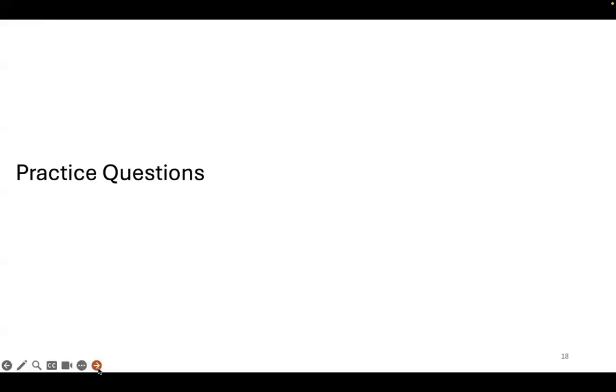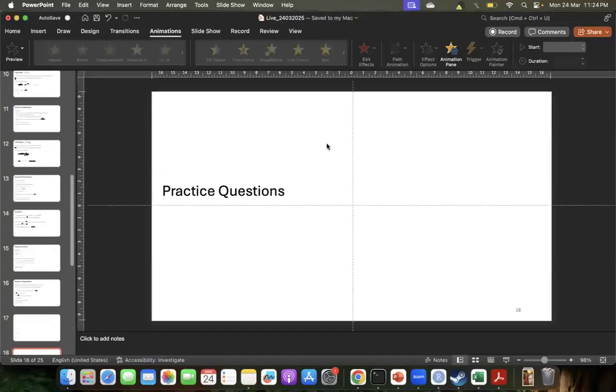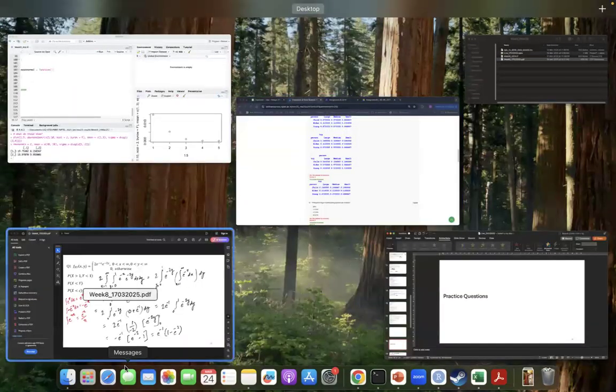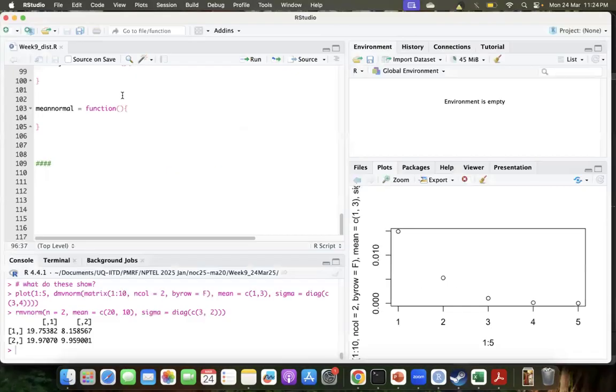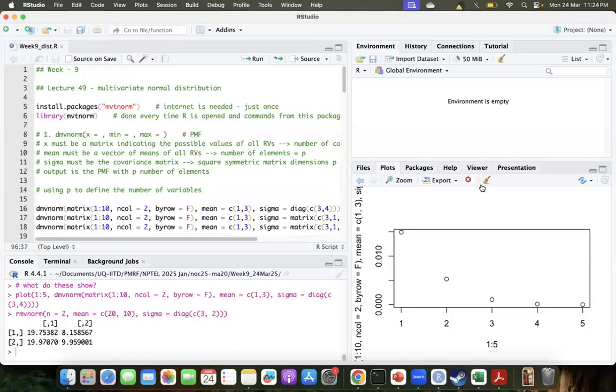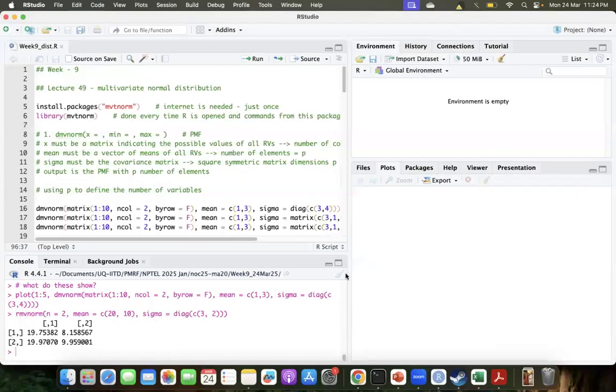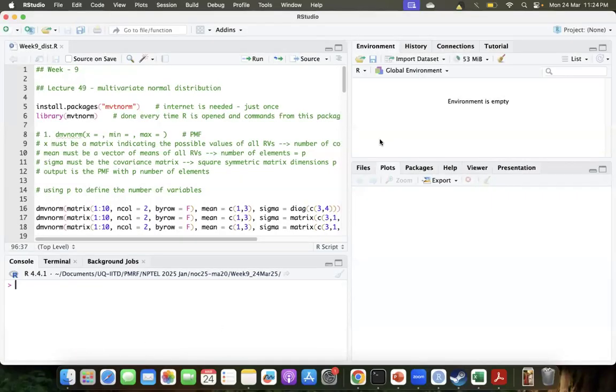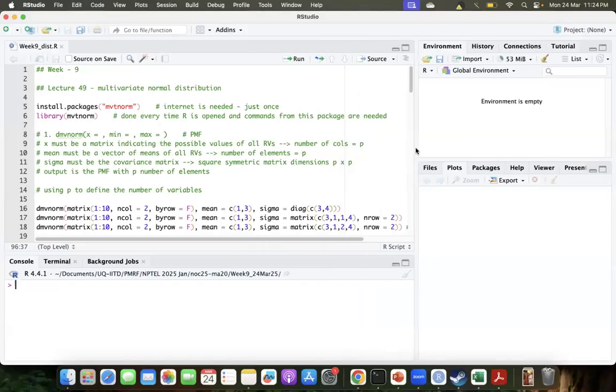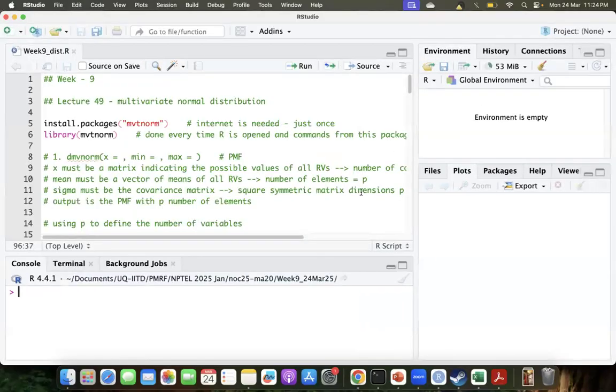Okay. Before we go to the practice questions, let's go and solve a few things in R. Again, let me know if anything needs to be repeated. Okay. Give me 1 second.